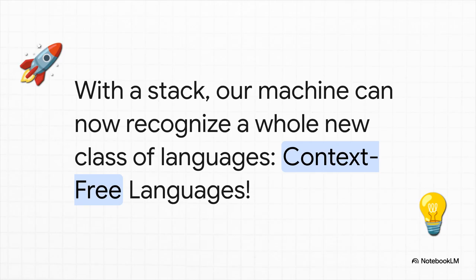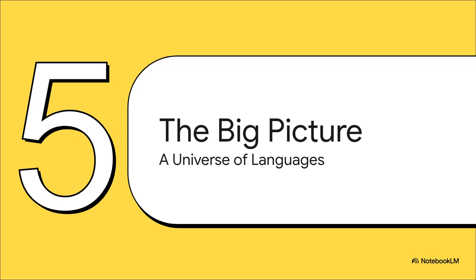And just like that, with one simple upgrade, a memory stack, we've unlocked an entirely new level of power. Our push-down automaton can now recognize a much wider, more complex class of patterns known as context-free languages. And get this, these are the very kinds of languages used to define the syntax of most programming languages today. So we've built two different machines, and we've explored two different kinds of languages. But this is really just the beginning of the story.